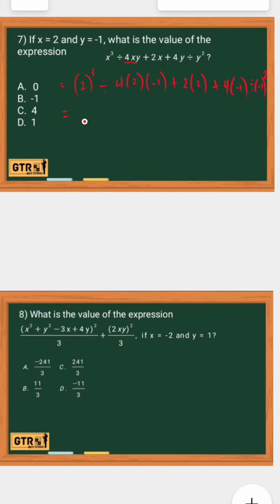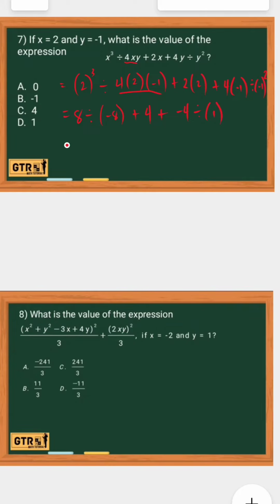So we have 2 cubed, that is equal to 8, divided by, so una nating i-evaluate to dahil nakadivide ito sa 4xy, hindi lang sa 4. So kailangan unahin natin ito. So 4 times 2 times -1, that is equal to -8. Okay, so -8 plus 2 times 2, so that is 4, plus 4 times -1, so that is equal to -4, divided by -1 squared, so that is equal to 1.